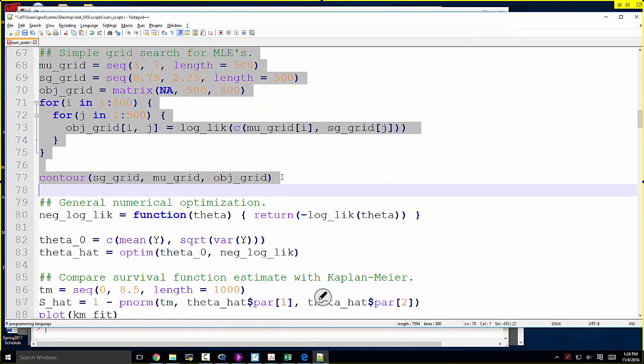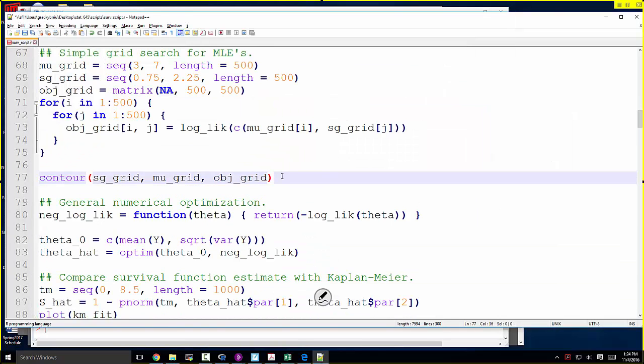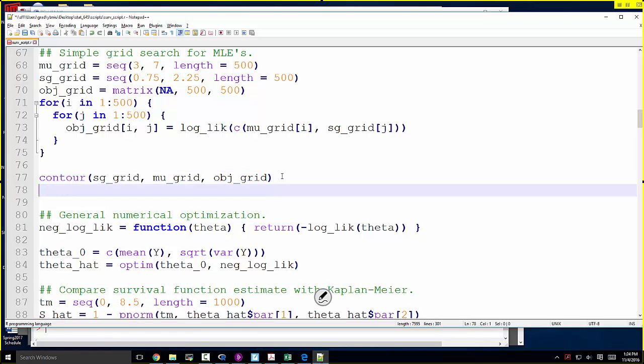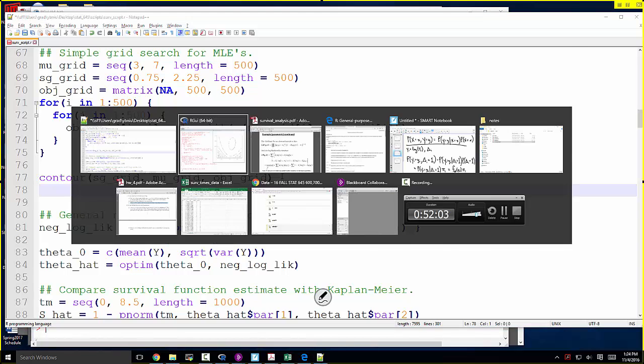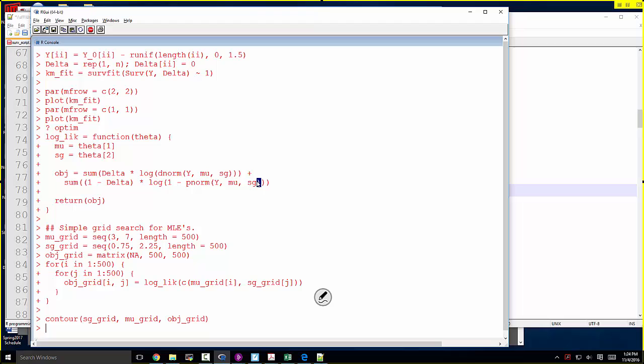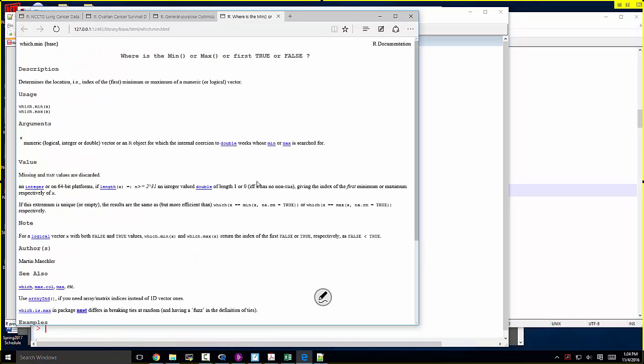We can find where the maximum is. Let's see if I can figure out how to do that. I think there's a function that will make it really easy to find which exact location corresponds to the maximum.